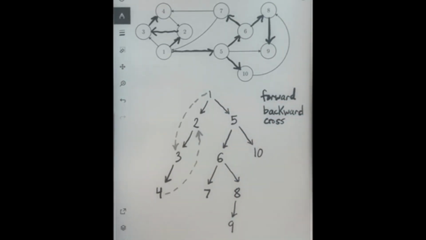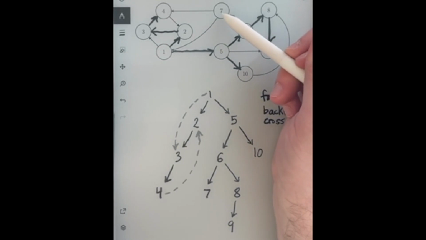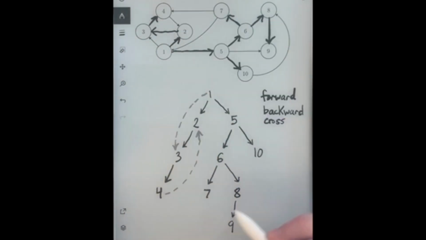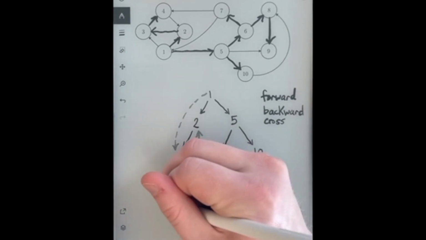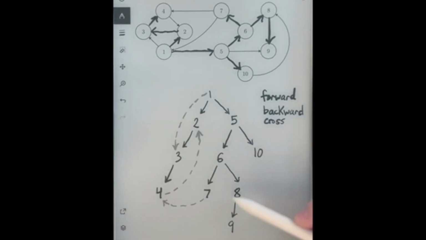Now, a third class of edge you might see is, for example, this edge 7 to 4. If we put this on the DFS tree, we see that it doesn't point up or down, but it points across. Neither 7 nor 4 is above the other in the DFS tree. So we call that a cross edge. There's one other cross edge in the graph. It's this one here from 10 to 8.